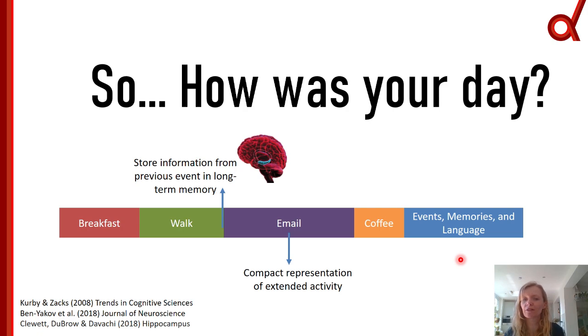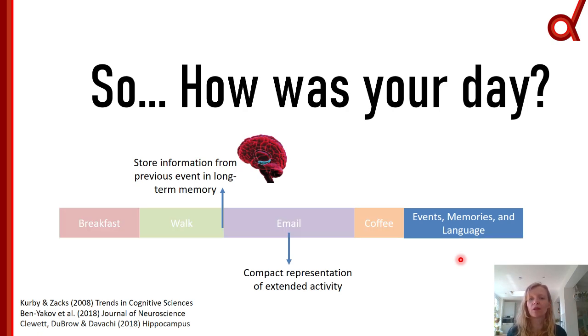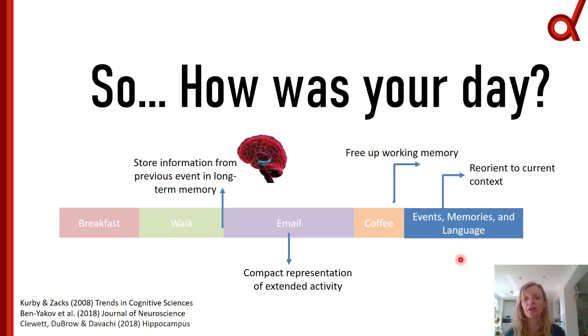But it also has advantage for how we process information in this moment. Because an event boundary basically allows us to free up working memory that's associated with the previous event and to reorient ourselves to this current context.